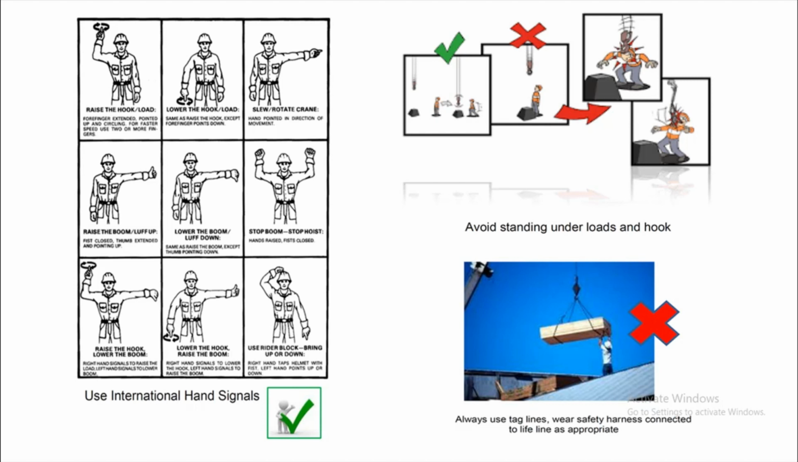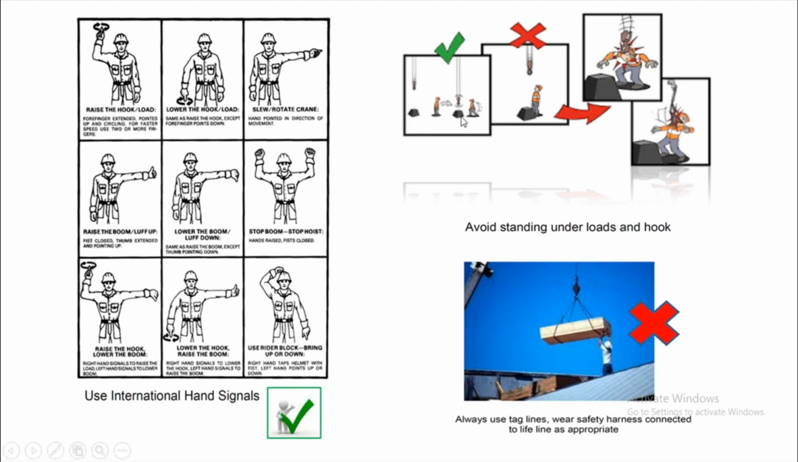If he touches his head, use the rider block, bring up or down. So the right hand taps the helmet with the fist while the left hand points up or down. This is the international hand signal.